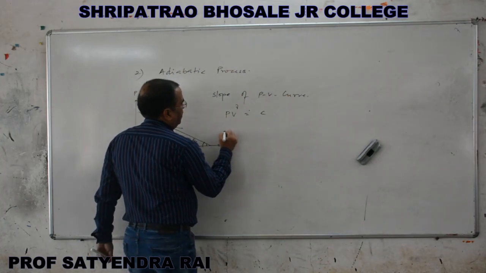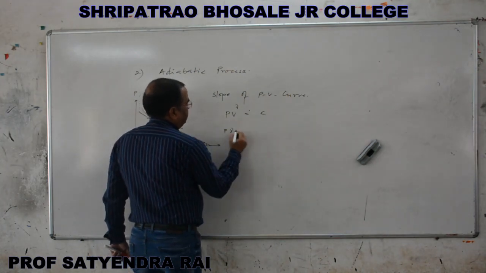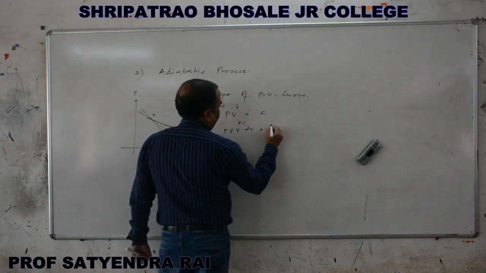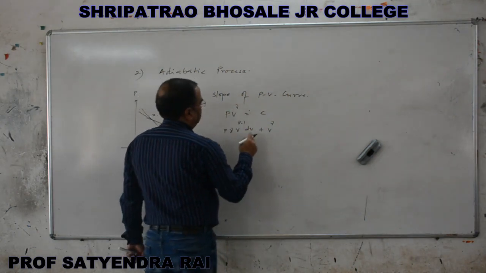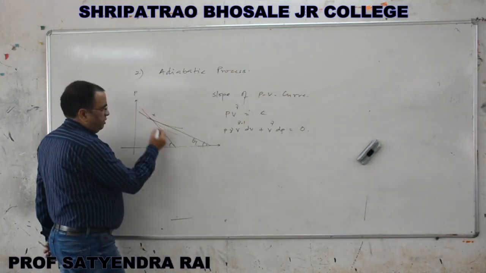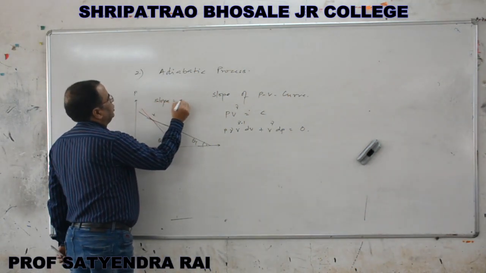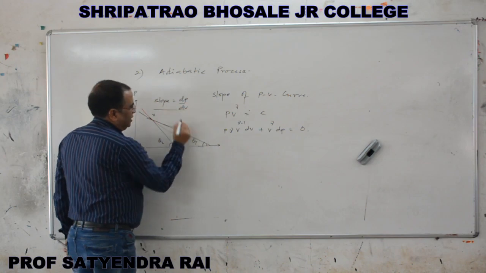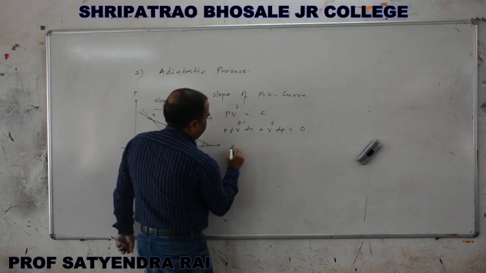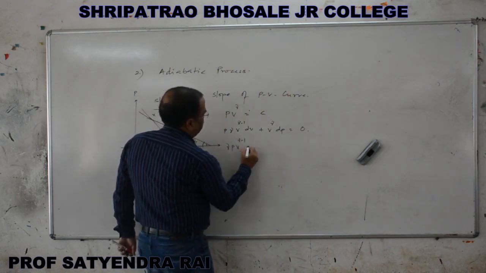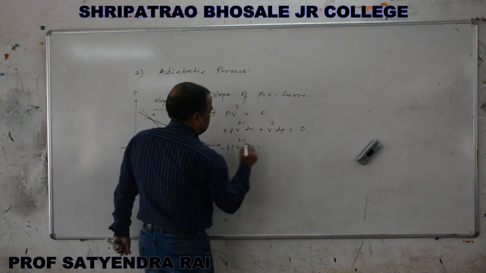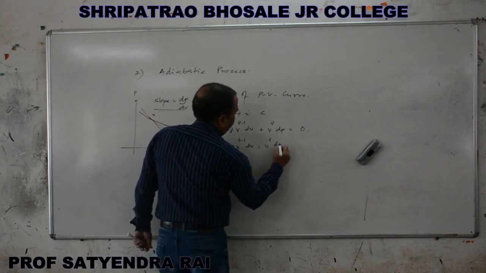P into gamma times V to the power gamma minus 1 dV plus V to the power gamma into dP equals 0. And the slope, obviously, this is a PV curve, so the slope is considered to be dP upon dV. Let us find out dP upon dV. So take it on the other side. We have P gamma V to the power gamma minus 1 dV equals minus V to the power gamma into dP.